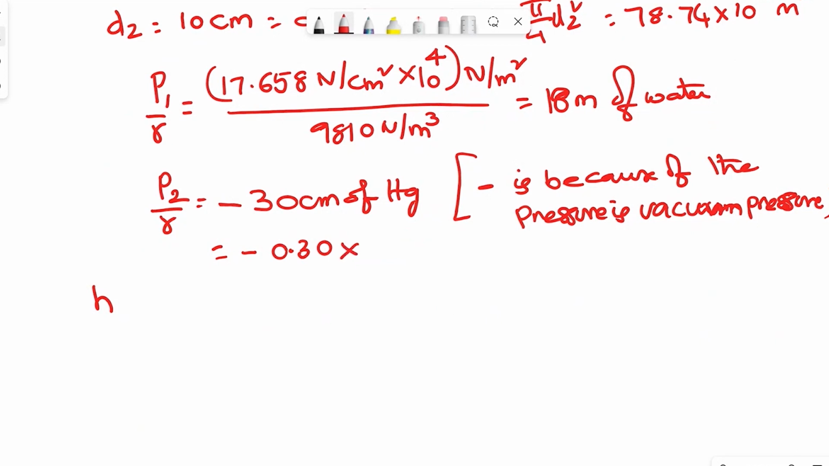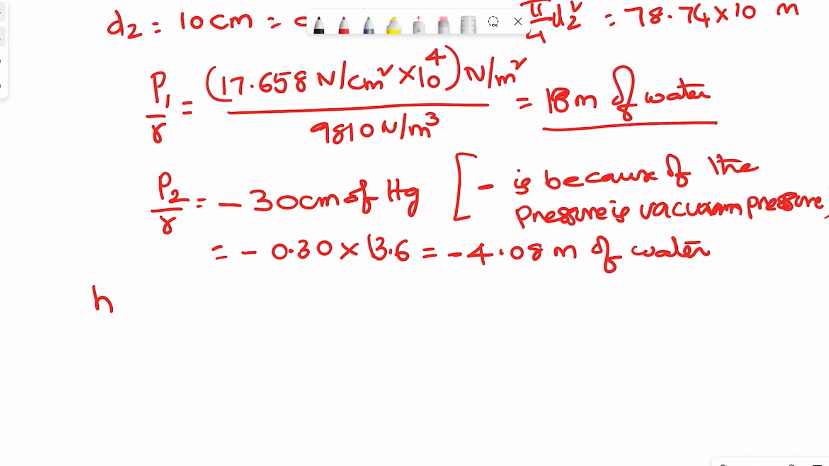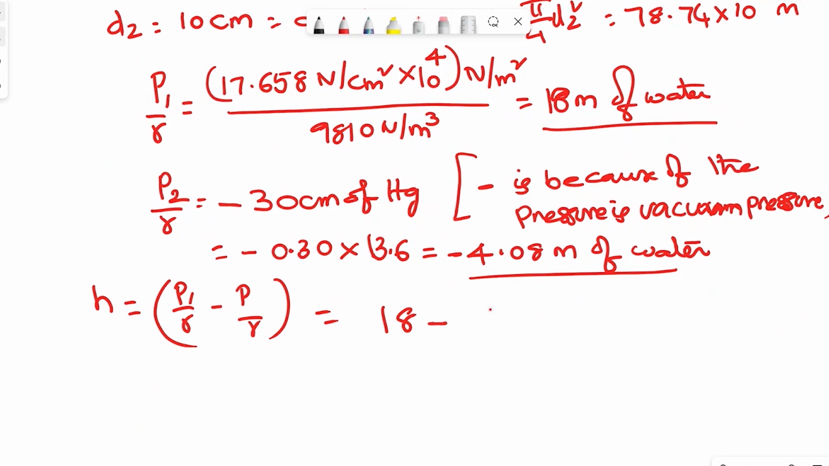And if I want to convert into water, I multiply by 13.6, so it will be minus 4.08 meters of water. So that both P1 and P2 are in terms of water. Then H is equal to P1 by gamma minus P2 by gamma. P1 is 18, right? Minus of minus 4.08. So together it appears as 22.08 meters of water. So this is over.